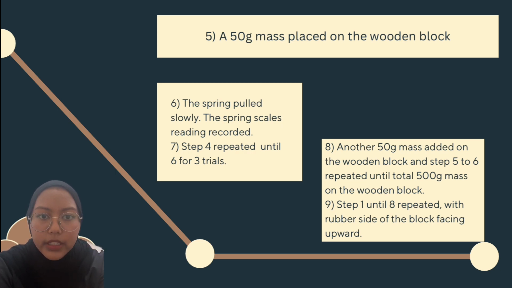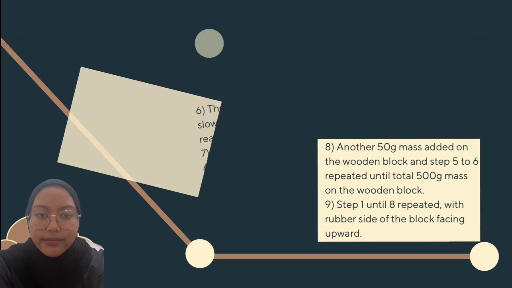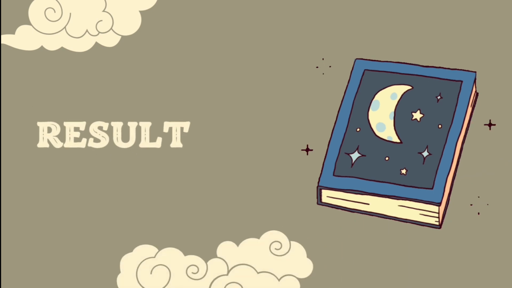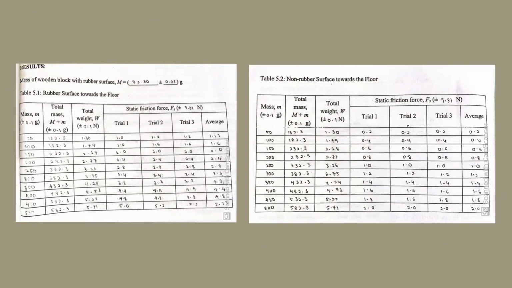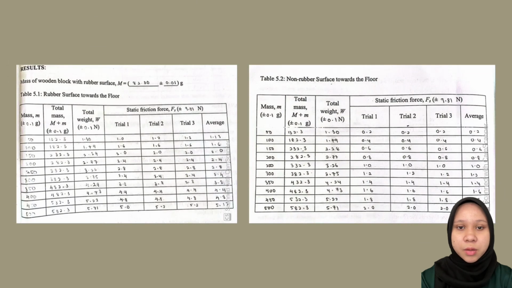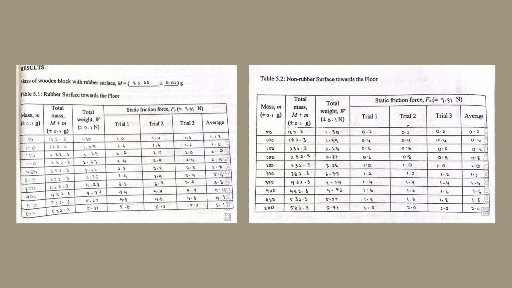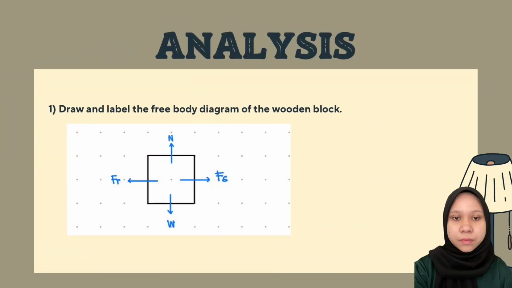9. Steps 1 to 8 are repeated with the rubber side of the block facing upward. And this is the result for the rubber surface towards the floor and the non-rubber surface towards the floor. The first analysis for the experiment is to draw and label the free body diagram of the wooden block.